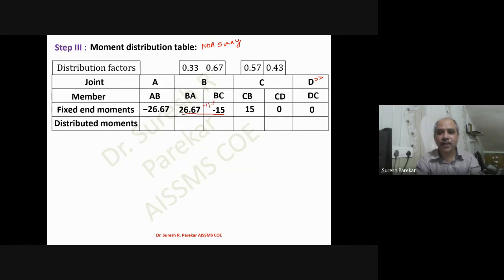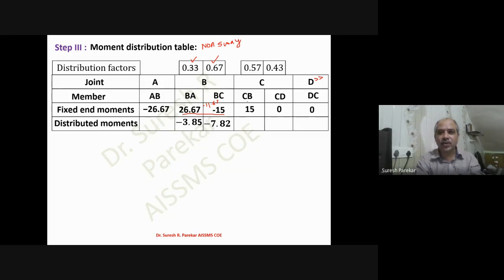And if I go for minus 11.67 as the balancing moment, then I have to multiply this with 0.33 and with 0.67. Then you can see you will get these values with a minus sign, and around double, because we have 0.33 and 0.67. So these values are going to be double.